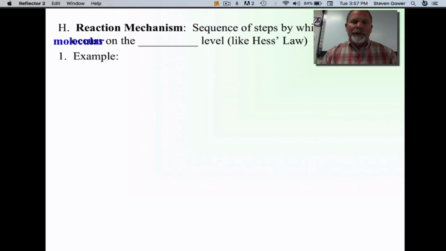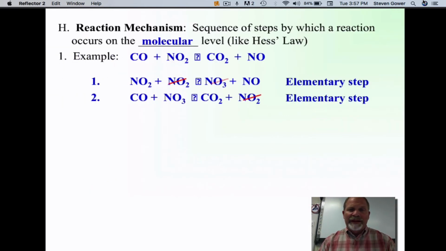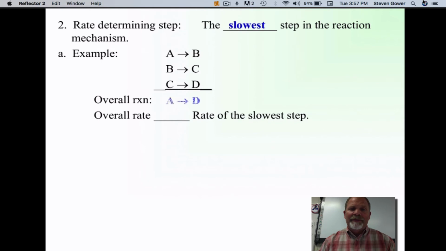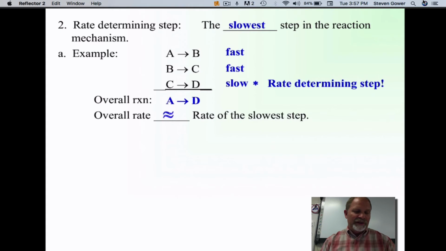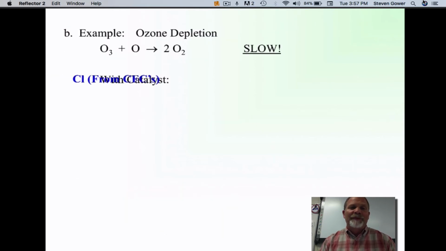Moving on, we now move to reaction mechanism. Don't worry about any of this. Nothing's coming up. Here's the key thing. Know it. The slowest step in a reaction mechanism is called the rate determining step. The rate determining step. Make sure you know it. That's it. Moving on, we're going through this really quick.